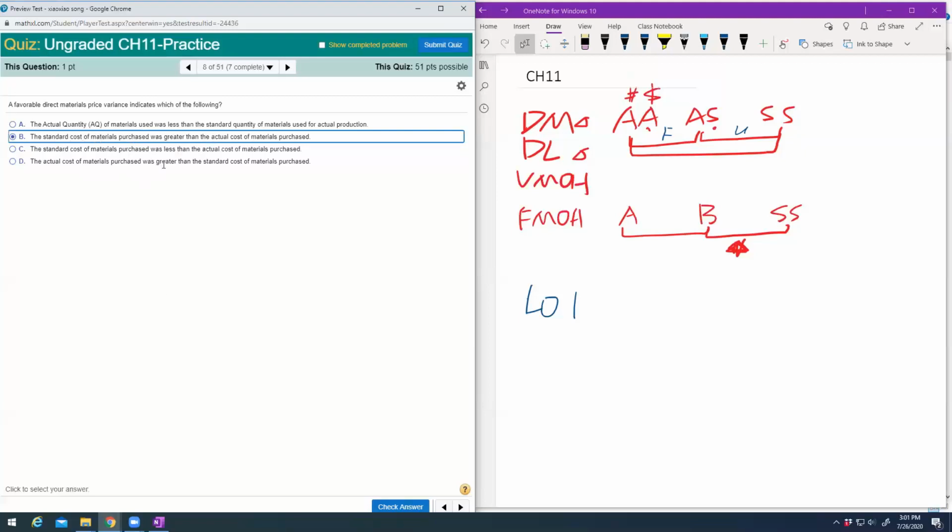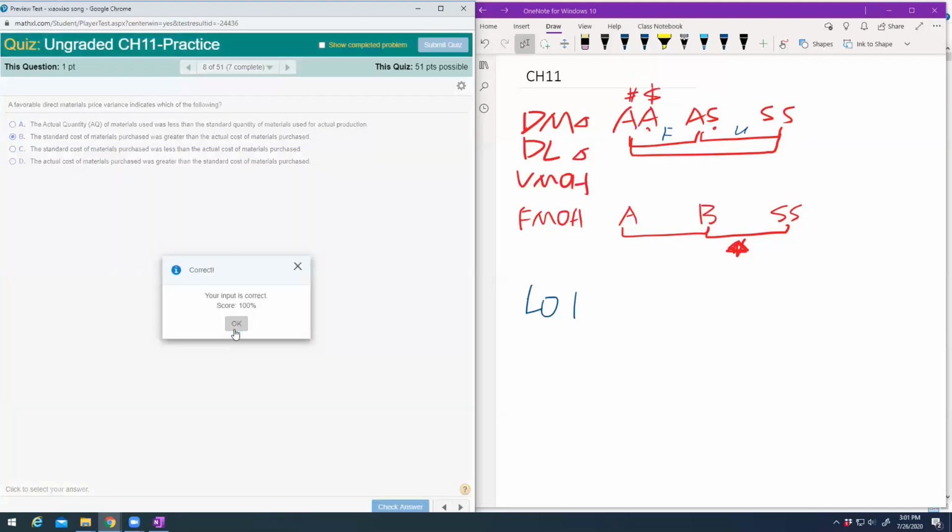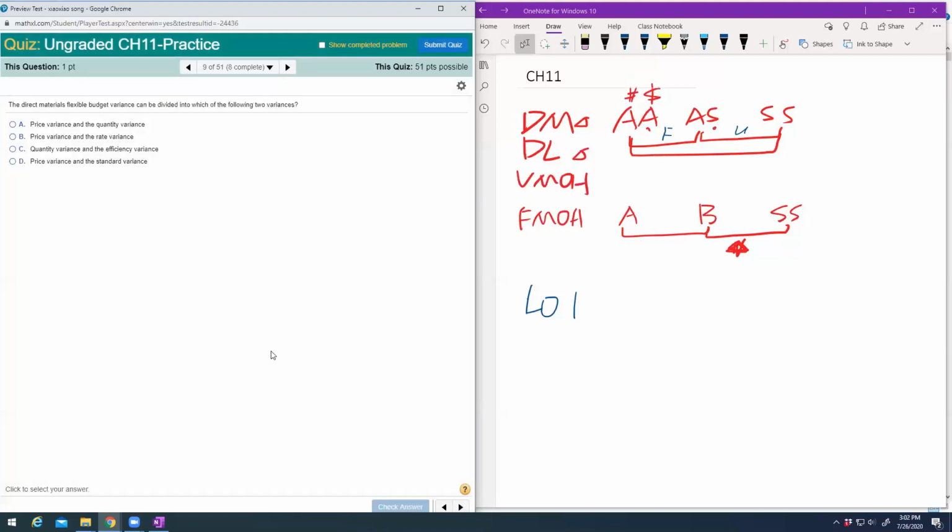Actual cost of the purchase was no. Okay, so make sure you put a lot of situations, so you have to understand that you cannot just memorize. You cannot just memorize. The interpretation one more time is very important. Direct material, direct labor. The direct material flexible budget variance.